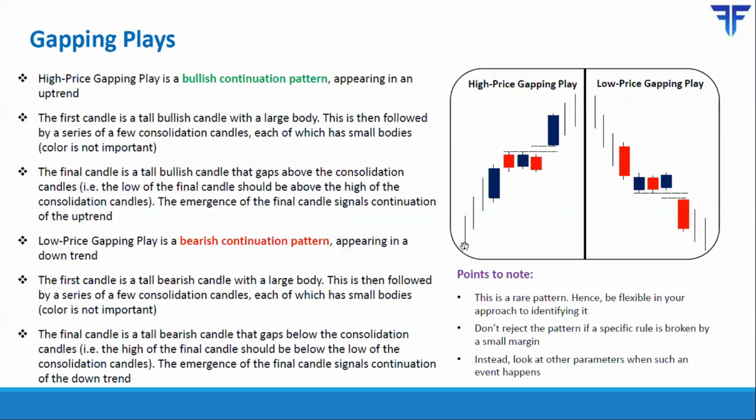So again repeating, the first candle of this pattern is a tall bullish candle indicating that the uptrend is very much healthy. This is then followed by 2, 3, 4, or 5 minor consolidation candles in which the price essentially consolidates within a very tight range and tells you that the bulls are possibly relaxing after a strong rally over the past few days. Then on the final day, there is a gap up candle that forms, and the low of that candle is above the high of the consolidation candles.